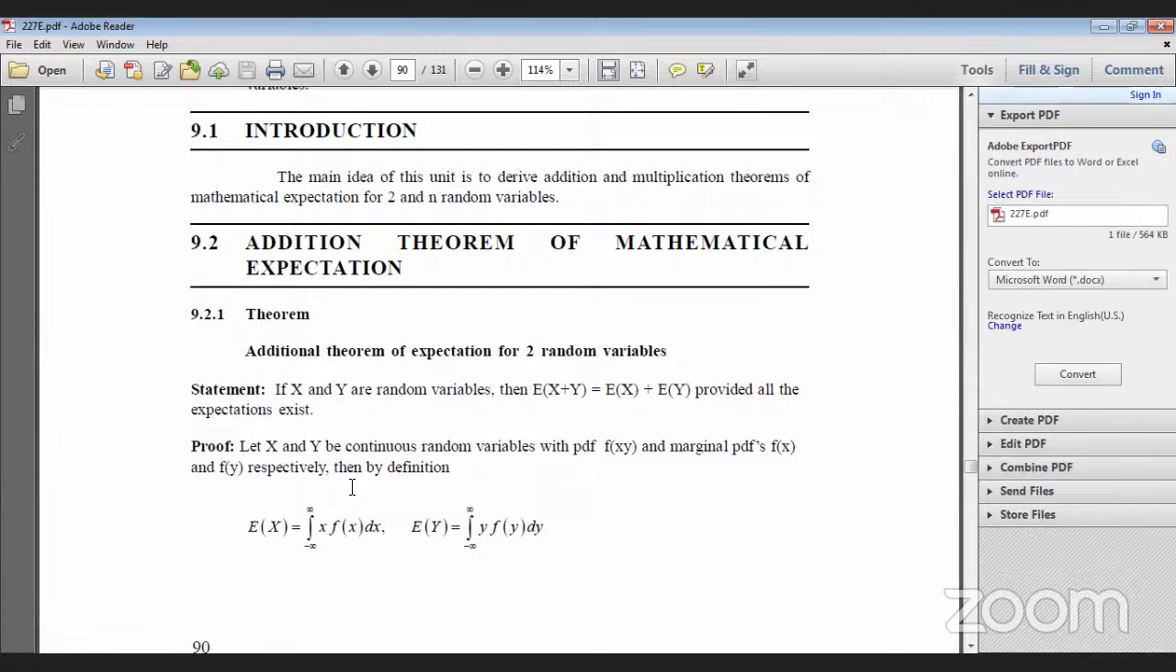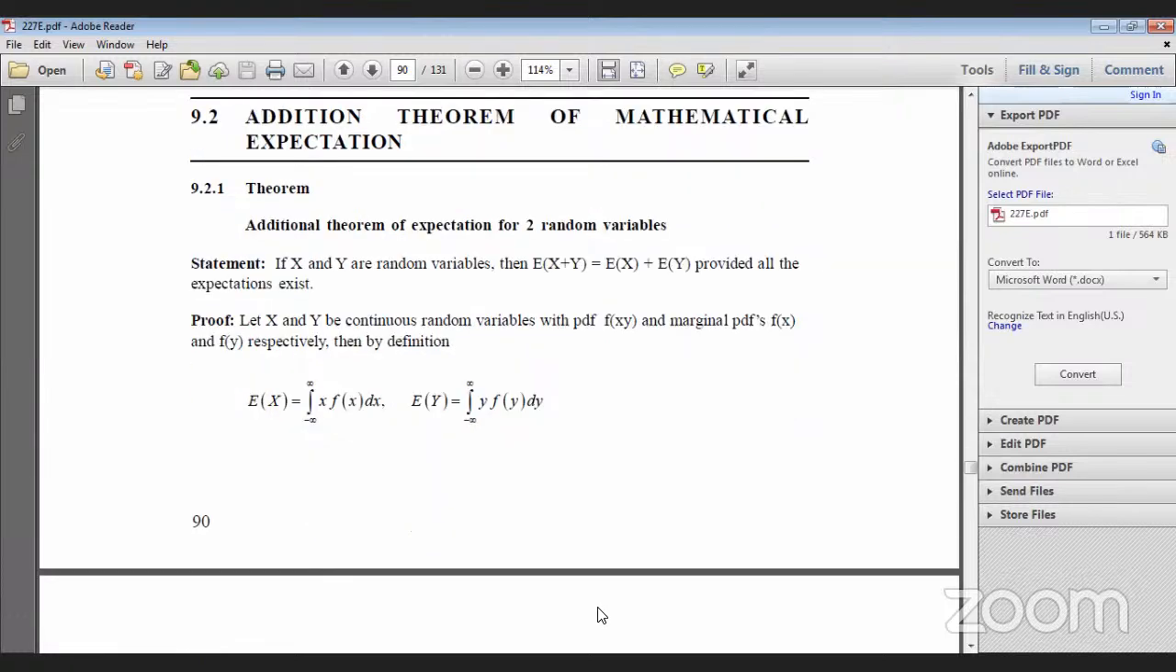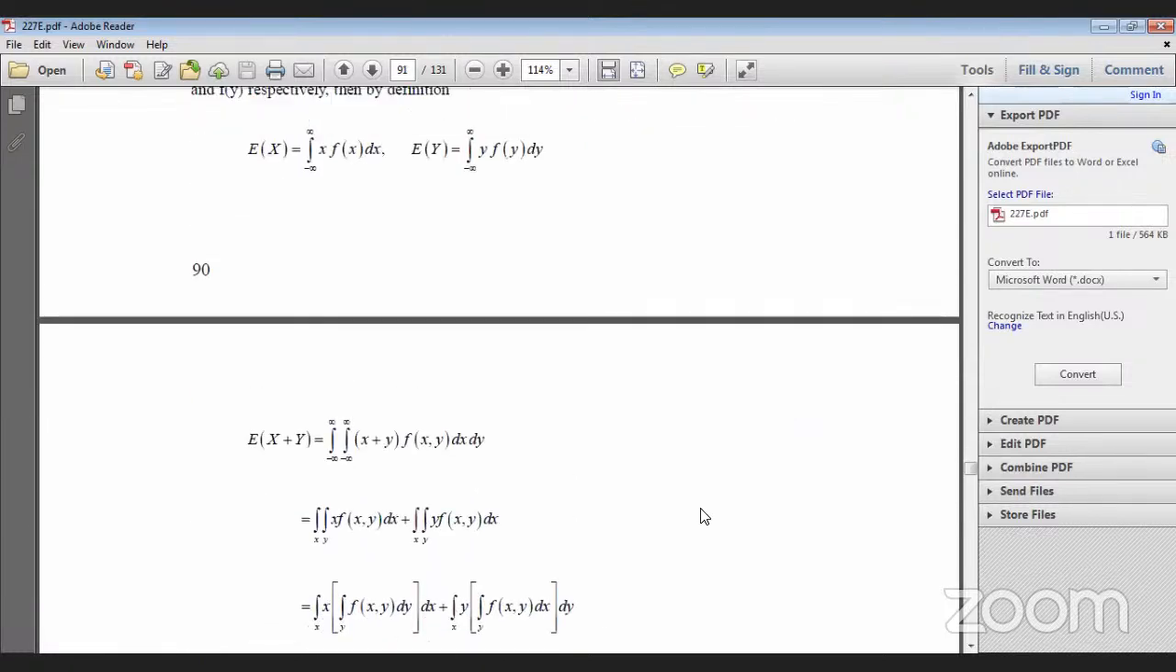So E of x is equal to integration from minus infinity to infinity. Let x and y be continuous random variables with PDFs f(x) and f(y), the marginal PDFs of x and y respectively. Then by the definition, E of x is equal to integration from minus infinity to infinity of x f of x dx, and E of y is integration from minus infinity to infinity of y f of y dy. So E of x plus y we are taking here.